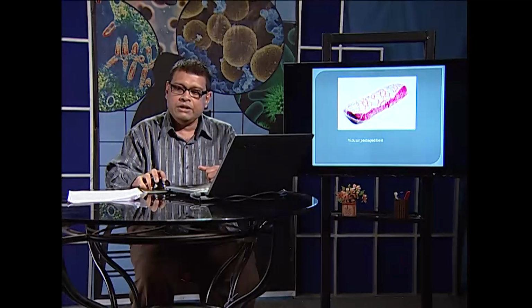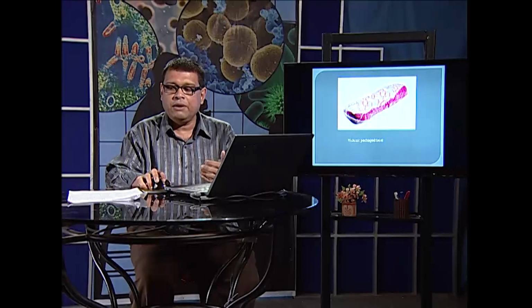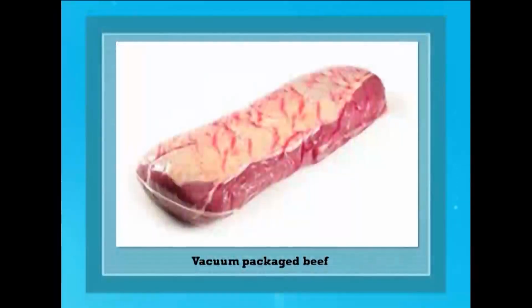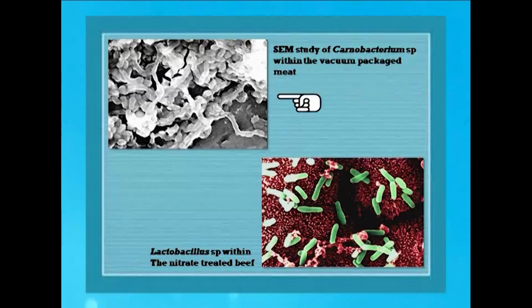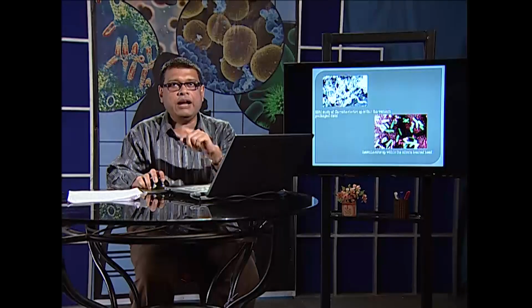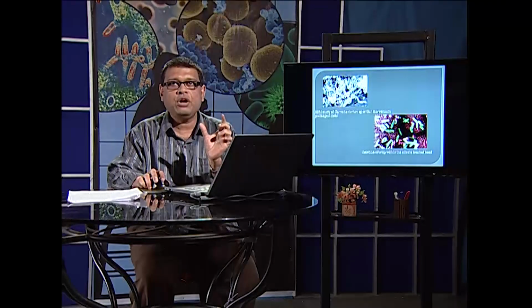But the question is, when we consider this particular packed food, like this one is vacuum packaged beef, this may also contain contamination. And this contamination may come from Carnobacterium, and it also can come from Lactobacillus, which is definitely growing even in high concentration of nitrate, which is coming from the nitrogen. But this particular bacteria will grow in vacuum condition and will contaminate the packaged food. So when we see the packaged food, we should not be happy enough that there is no contamination.